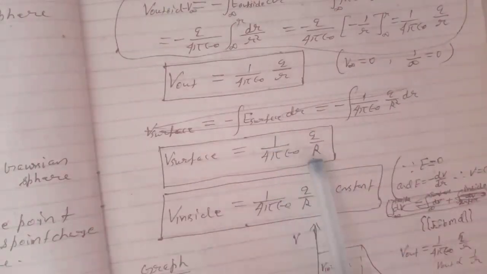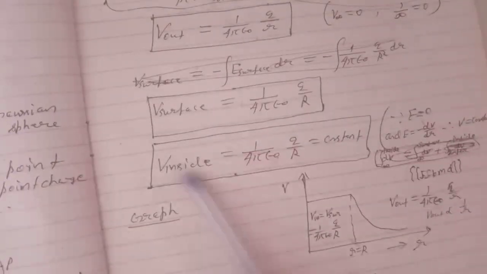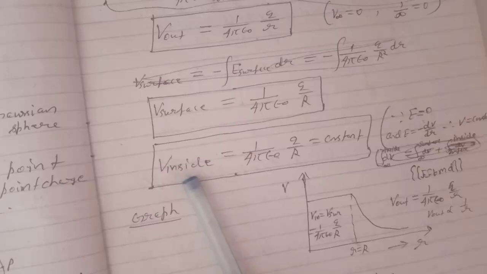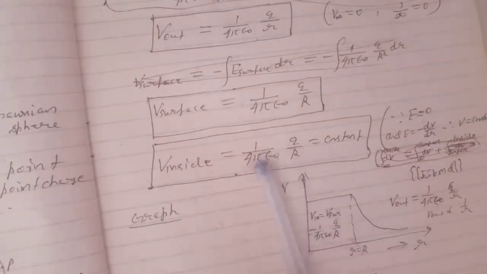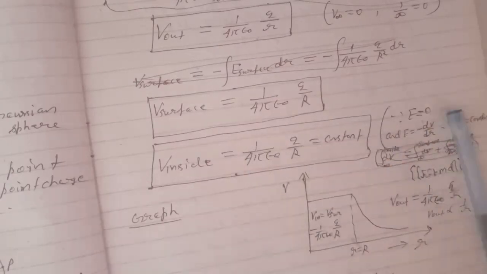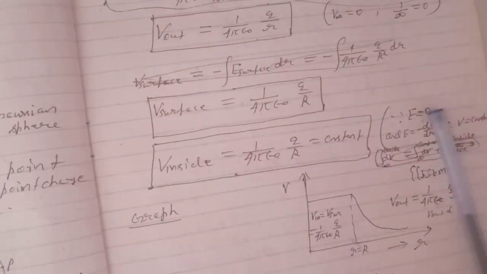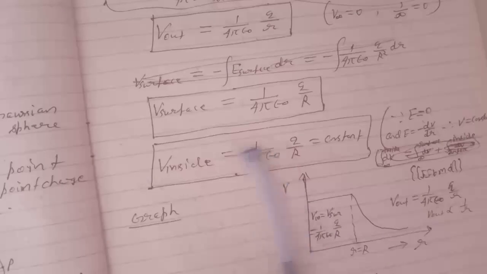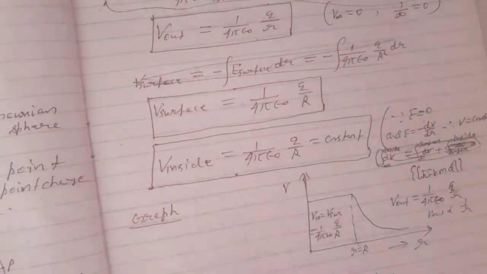and the electric field at the surface will be found using r equals R. We get V surface as 1 by 4 pi epsilon naught q by R, and inside the conducting sphere, V inside is 1 by 4 pi epsilon naught q by R, which is constant. This value should be constant because E equals 0 inside the conductor, so we can use E equal to minus dV by dr, and this will be 0 only when V is constant, and the value of V inside that constant will be this 1 by 4 pi epsilon naught q by R.